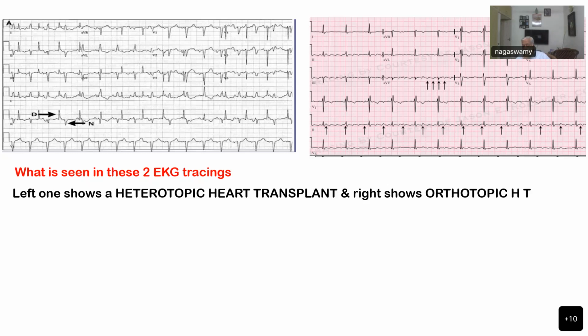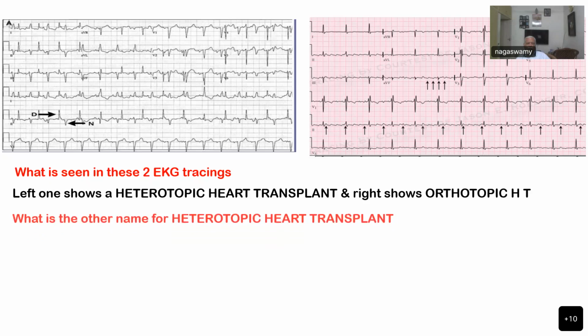Kidney is heterotopic. Kidney transplant, you do heterotopic. You don't keep it in the same place where the original kidneys are. You are keeping it in the right iliac fossa. Whereas liver, orthotopic, sir. You dissect out the diseased liver and fix the new donor liver in the same area. Okay. But with heart, you can do both. You can do heterotopic or you can do orthotopic.